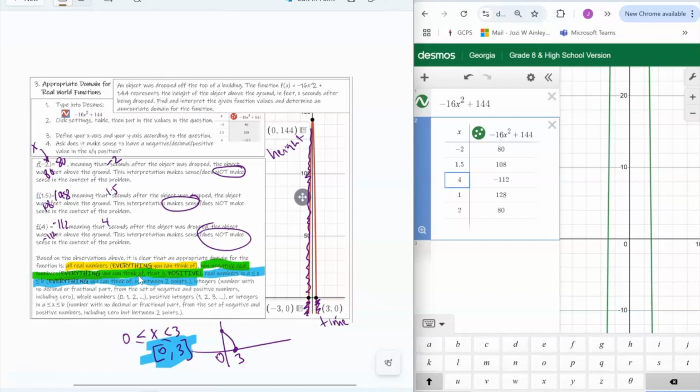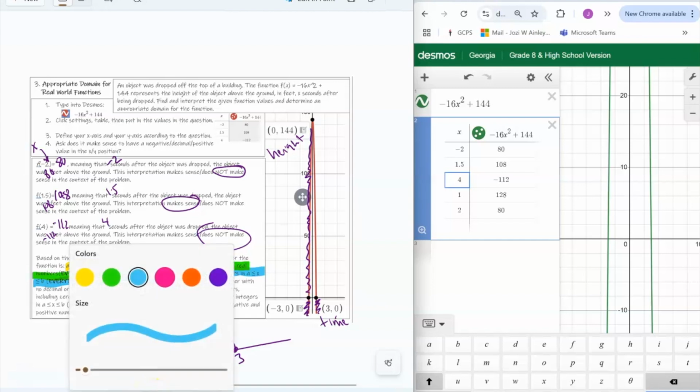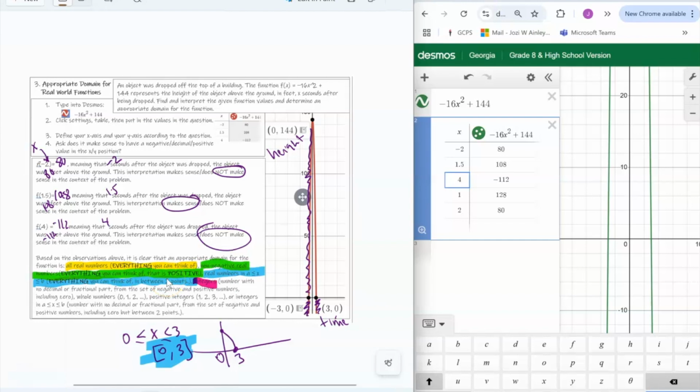your domain. So I'll just go over the other definitions just in case you get one of those problems. An integer. What is an integer? Numbers with no decimal or fractional piece from a set of negative and positive numbers. That's what an integer is, including 0. What are whole numbers? Whole numbers are 0, 1, 2. What are positive integers? 1, 2, 3. Or integers between 2 points, like we had integers between 2 points right here.